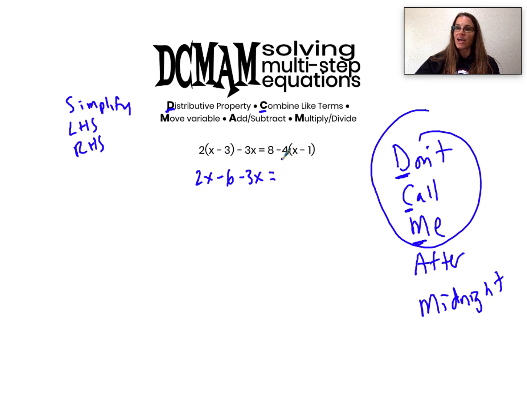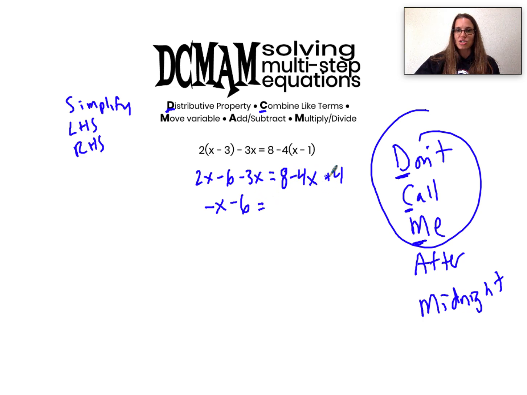For the right-hand side, I also need to first use the distributive property. So not 8 minus 4, no, distributive property. -4 times x, and then -4 times -1 is plus 4. I've now used the distributive property on both the left-hand and the right-hand side. Next, I need to combine like terms. 2x minus 3x is -x. -x minus 6 is my left-hand side simplified.